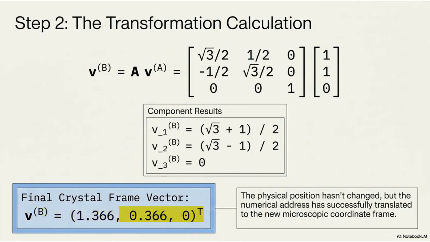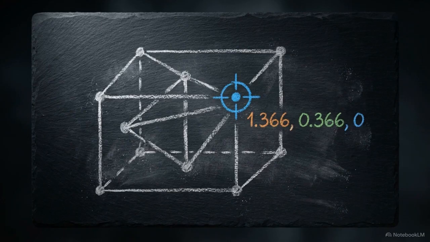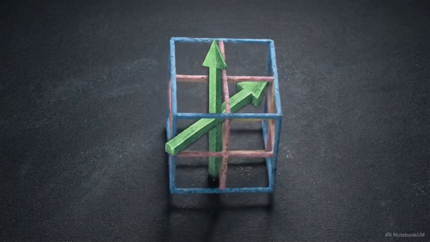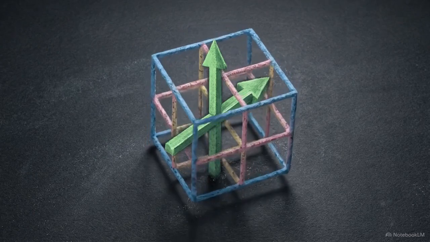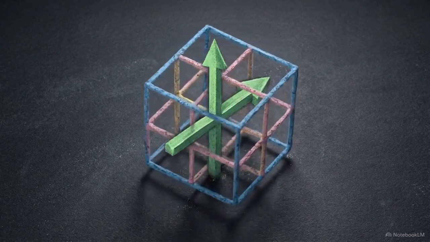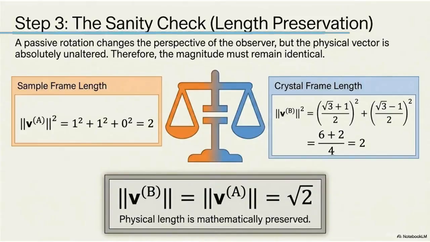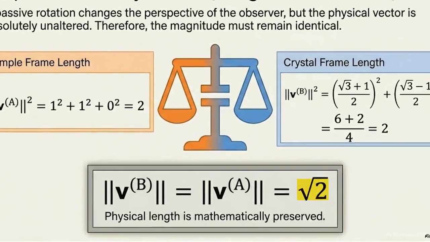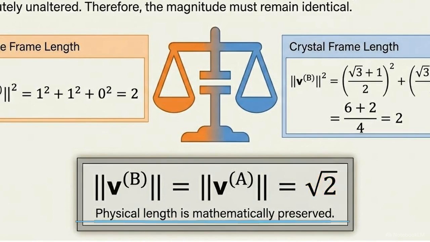The new coordinates point to 1.366 and 0.366. They look different than our starting values, but they describe the exact same physical reality, now translated into the language of the microscopic atomic lattice. We run a sanity check to verify this mathematical translation preserves the laws of physics. By calculating the vector's magnitude in both the sample frame and new crystal frame, we see the output remains exactly the square root of 2. Physical length is perfectly preserved.